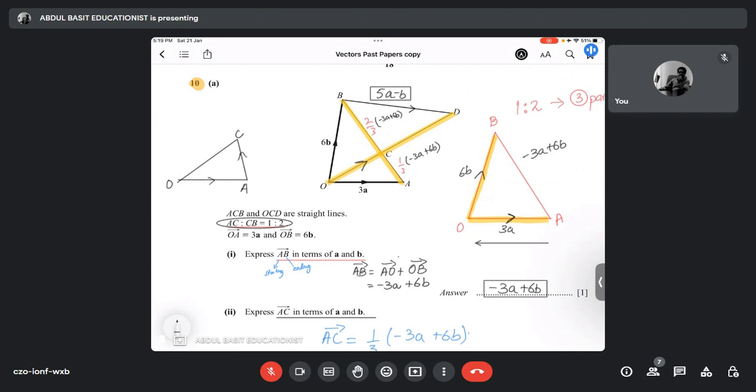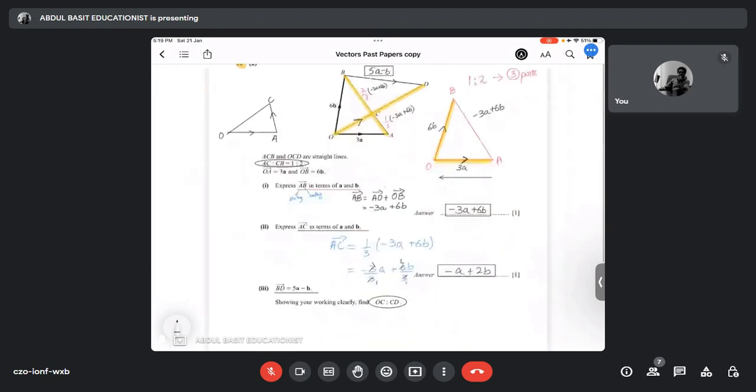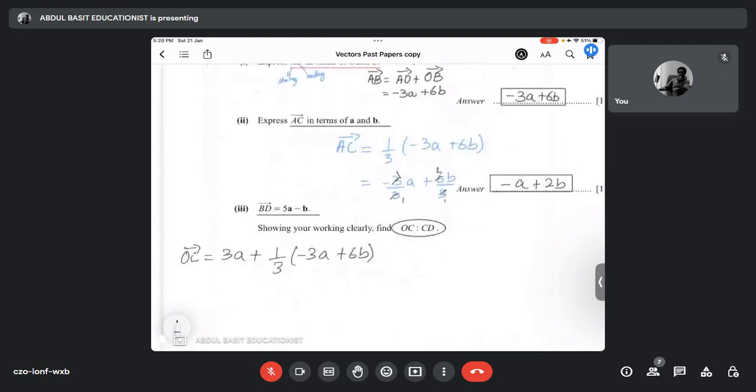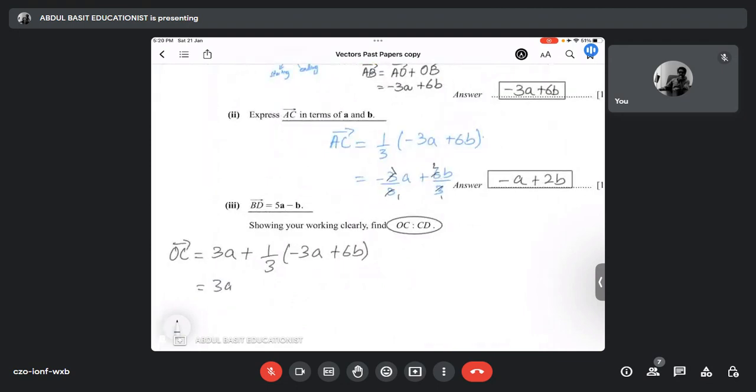Okay, so the vector O to C, tell me what it will be. O to A, what is this? 3A, very good. 3A plus A to C, which is 1 by 3 bracket minus 3A plus 6B. Minus, very good. Now let's simplify this. So it would be 3A minus A plus 2B, as we wrote above. So that would be 2A plus 2B. Right, Noor?